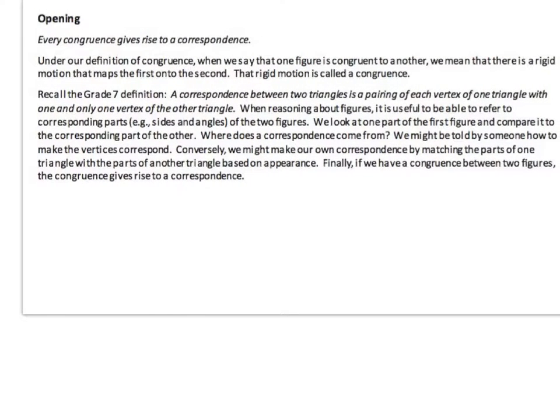There we go. Every congruence gives rise to a correspondence. When two things are congruent, it makes pieces and parts corresponding to each other. Under our definition of congruence, when we say that one figure is congruent to another, we mean that there is a rigid motion that maps the first onto the second. That rigid motion is called a congruence.